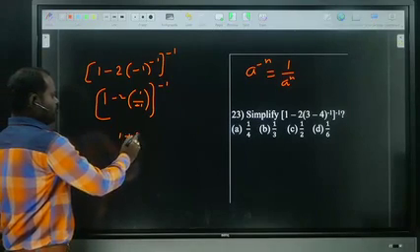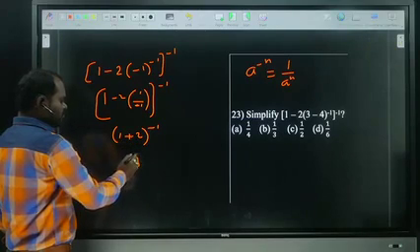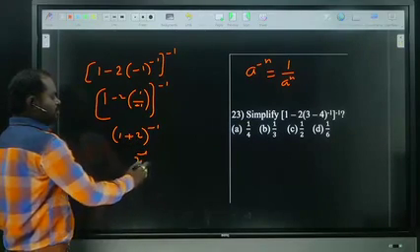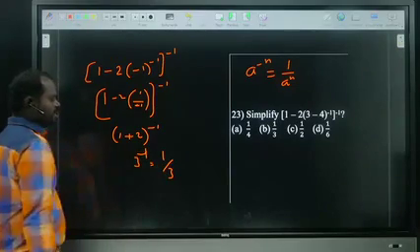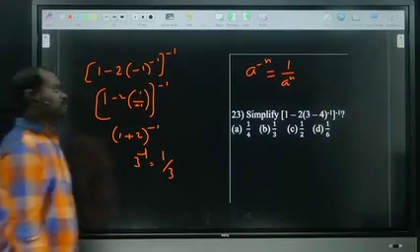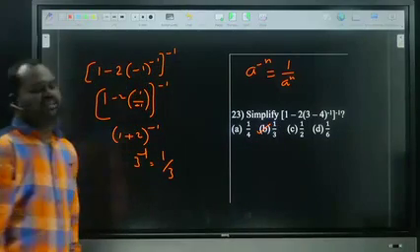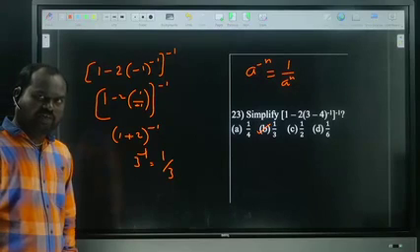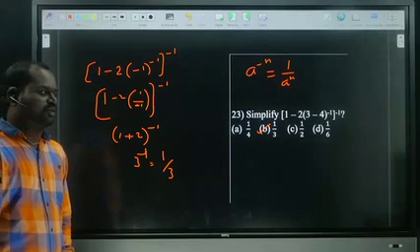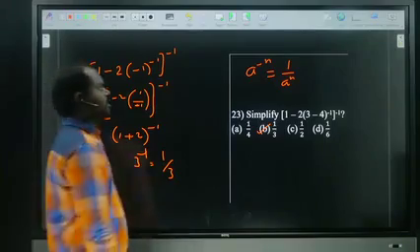1 plus 2 whole power minus 1. 1 plus 2 is nothing but 3. 3 power minus 1 we can write as 1 by 3. So which option? Option B. Is it clear? Okay? When the power is negative, if you write in the denominator, the power becomes positive. Option B, 1 by 3, right? Now next.